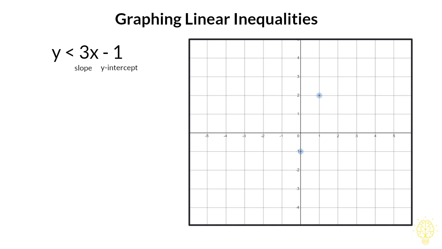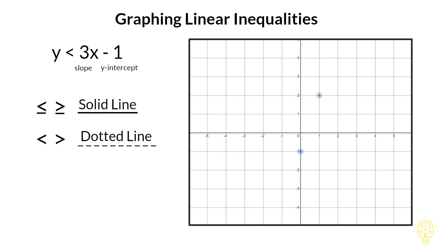Now, sometimes with inequalities you use a dotted line, and sometimes you use a solid line. Here's how to tell which line to use. You look at the greater than or less than inequality symbol. If it has an or equal to line underneath it, then you use a solid line. If it does not have an or equal to line underneath it, like ours doesn't, then you use a dotted line. So let's go ahead and draw our dotted line, connecting our 2 points together and extending beyond the points too.